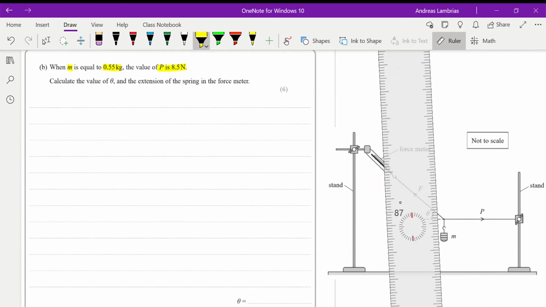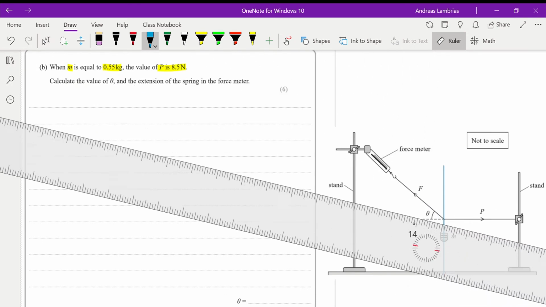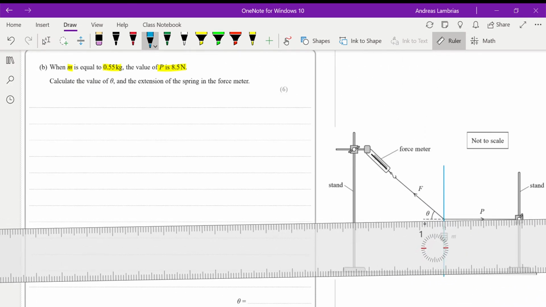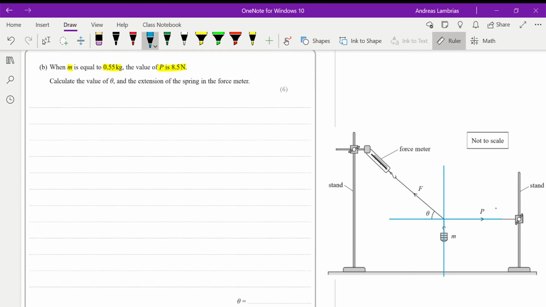So what we always do is analyze the forces into the x and y axes. I'm just going to draw the x and the y axis. Okay, so what do I know? I know, of course, P, which is 8.5 newtons, it's given. So I have the weight, and we know that the weight is m times g. We are given the mass, and we know g, so we know that as well.